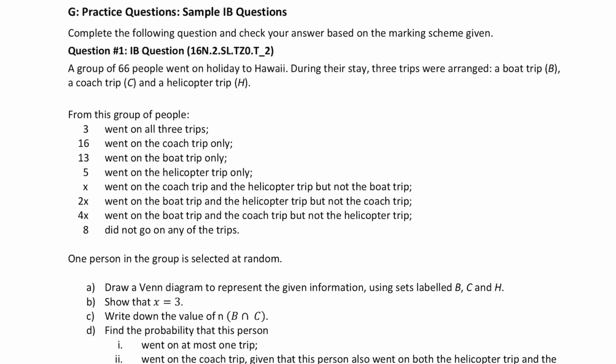So let's go over some of the IB questions. Here we have a question from year 2016, paper 2, from the November examination. A group of 66 people went on a holiday trip to Hawaii. During their stay, 3 trips were arranged: a boat trip B, coach trip C, and helicopter trip H. From this group of people, we need to identify all this information.